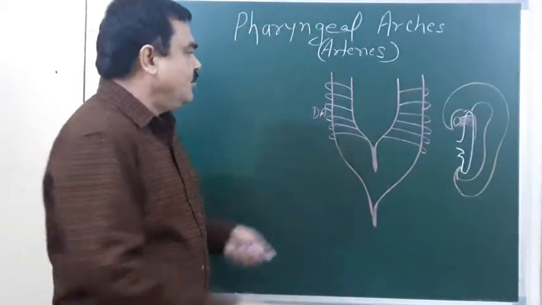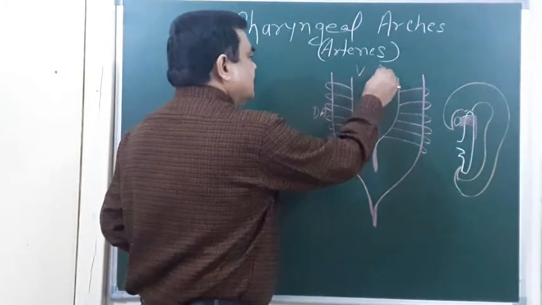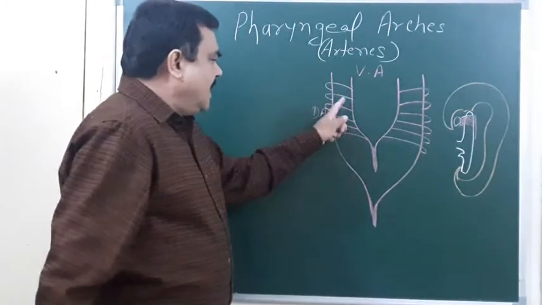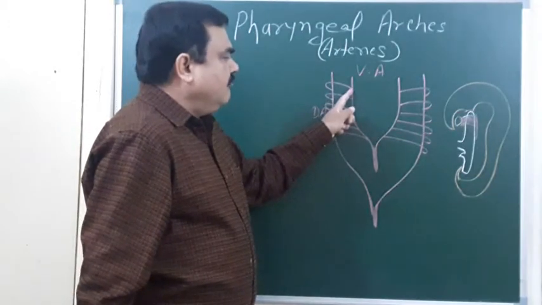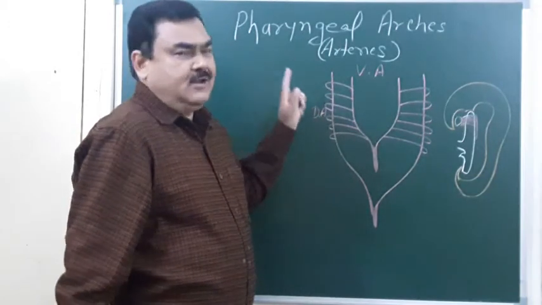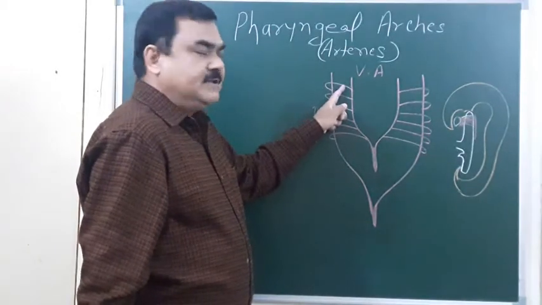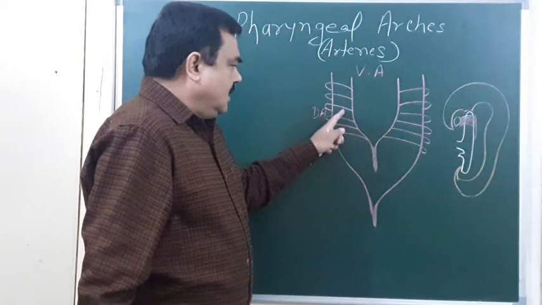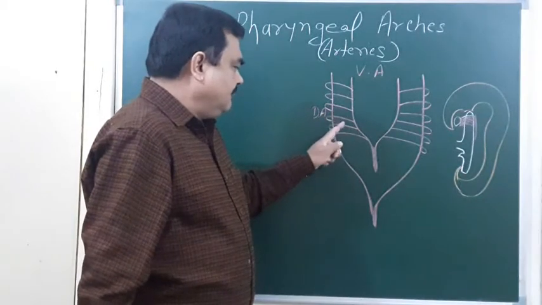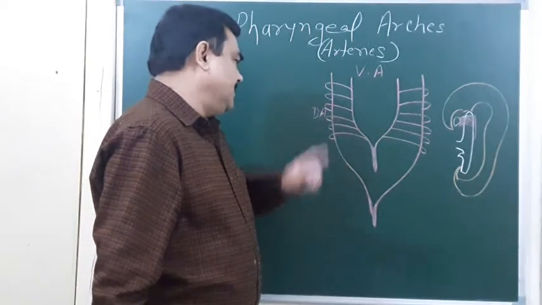This is ventral aorta. This is dorsal aorta, and these are arch arteries connected to ventral aorta with dorsal aorta. First is in the first arch, second in second arch, third in third arch, fourth in fourth arch, fifth in fifth arch, and sixth in sixth arch.